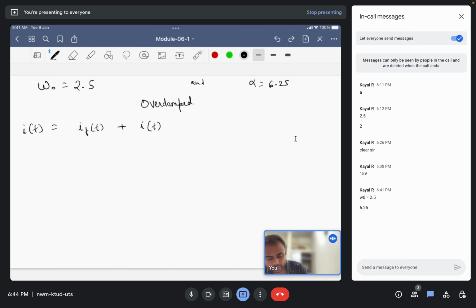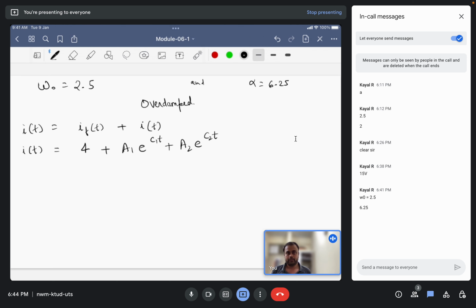So I_F of t will be 4 amperes. So let us write I of t is equal to 4. Now we have to write the equation for the natural case. So that is A1 e to the power C1t plus A2 e to the power C2t.